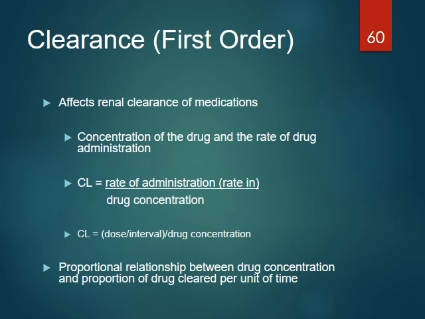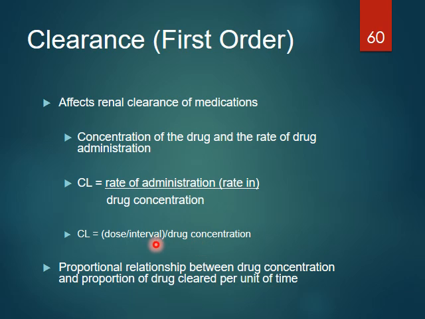So first order kinetics are going to be really important for affecting renal clearance of many medications. And we'll see that the concentration of the drug and the rate of drug administration are going to help determine what that clearance is going to be. Essentially, clearance is equal to the rate of administration, or the rate that we're actually giving the drug, divided by the actual drug concentration. Your clearance equals the dose divided by interval, which is the rate of how quickly you're giving the medication, over that drug concentration.